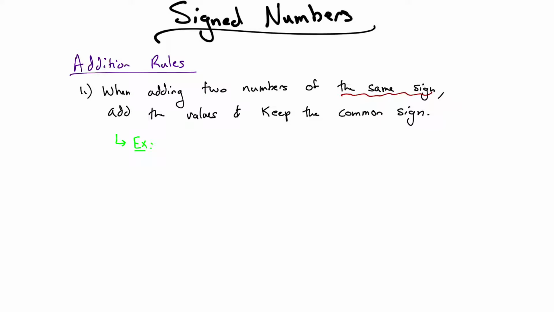Okay. So let's actually look at some examples. So, if you had 3 plus 5, these have the same sign. They're both positive numbers. So we just add them together. 3 plus 5, that's 8. And we keep the common sign. Since they're both positive, this sticks out to be positive. Another example would be something like -3 plus -5. Here, they're both negatives, right? There's a -3 and a -5. So we're going to add the values, 3 and 5, which gives me 8, and then we're going to keep the common sign, which would be -8.